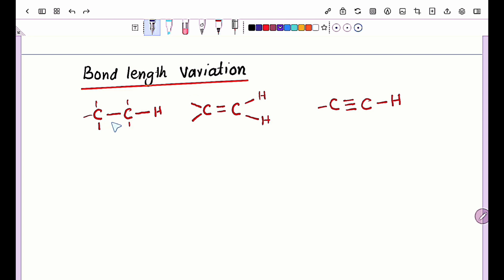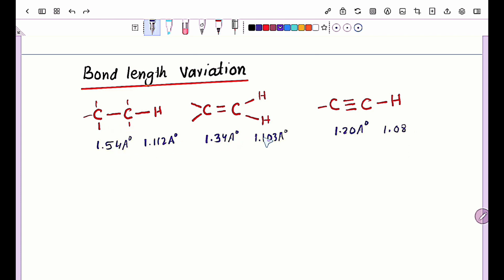Bond length variation. This is an alkane in which carbon is bonded to another carbon with a single bond, and the carbon is again bonded to hydrogen with a single bond. Here, the length of the carbon-carbon bond is 1.54 angstrom, while that of the carbon-hydrogen single bond is 1.112 angstrom. This is carbon bonded to another carbon with a double bond and then bonded to a hydrogen with a single bond. Here, the carbon-carbon bond length is 1.34 angstrom, while the carbon-hydrogen bond length is 1.103 angstrom. This is another in which carbon is triply bonded to another carbon atom, this length becomes 1.20 angstrom, and the carbon-hydrogen single bond length decreases to 1.08.